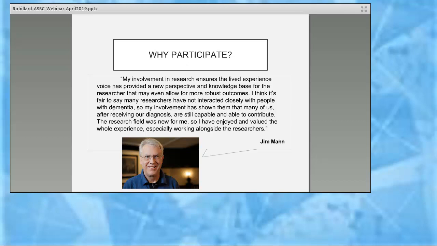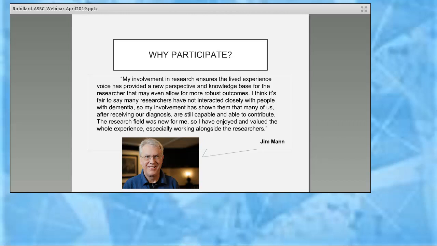"My involvement in research ensures the lived experience voice has provided a new perspective and knowledge base for the researcher that may even allow for more robust outcomes. I think it's fair to say many researchers have not interacted closely with people with dementia, so my involvement has shown them that many of us, after receiving our diagnosis, are still capable and able to contribute. The research field was new for me, and so I have enjoyed and valued the whole experience, especially working alongside the researchers."